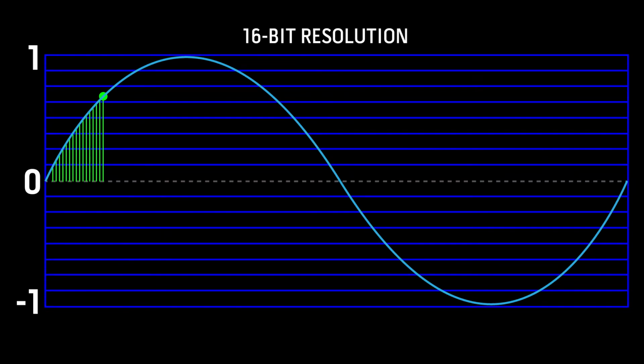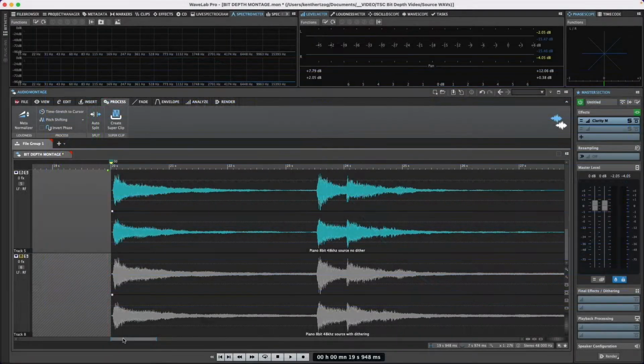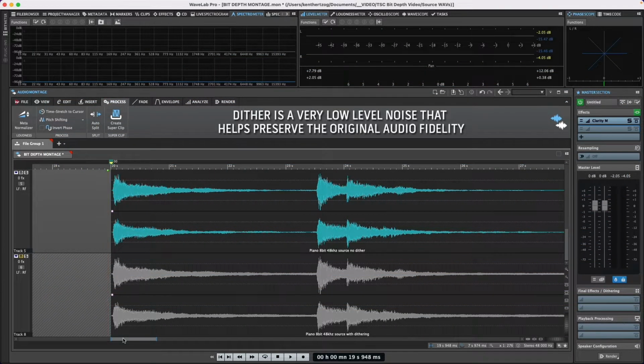So in order to avoid truncation distortion, which can happen when switching bit depths, when you're lowering your bit depth, you add something called dither. Dither is a very low-level noise that helps preserve the original audio file.